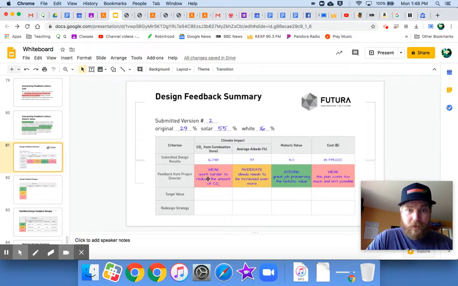CO2 from combustion, they said weak. Work harder to reduce the amount of CO2. That's basically what Marcus said. For average albedo, it needs to be increased even more.